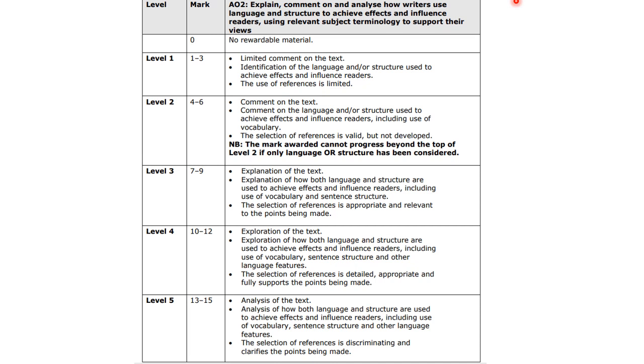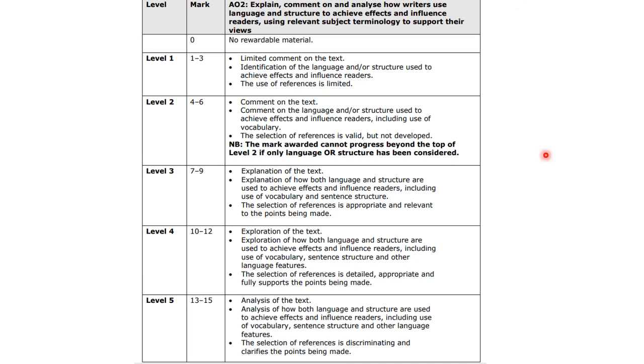Let's put that into more student-friendly speak. This mark scheme works on a levelled approach, and in order to secure a level 3, you have to talk about language and structure. We're looking for you to identify a range of techniques that are used by the writer to create an effect. This means, what are they doing to make you feel something when you're reading this?